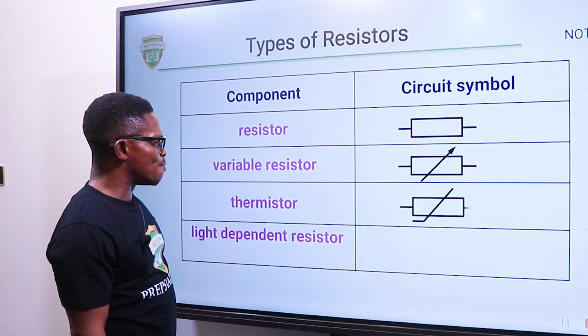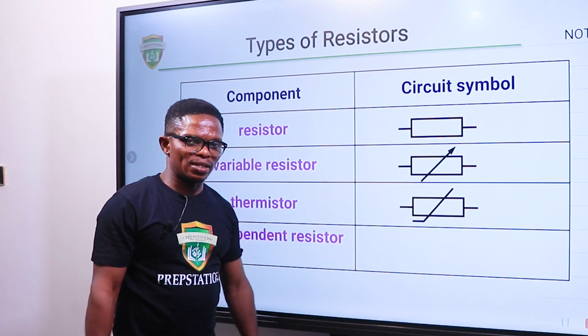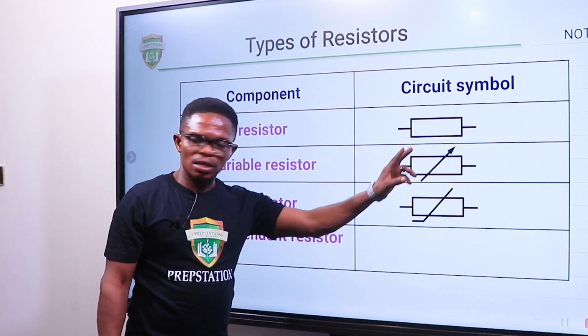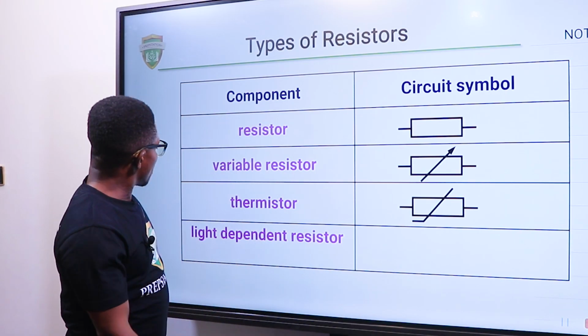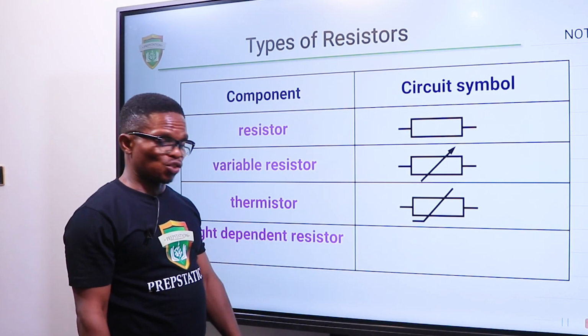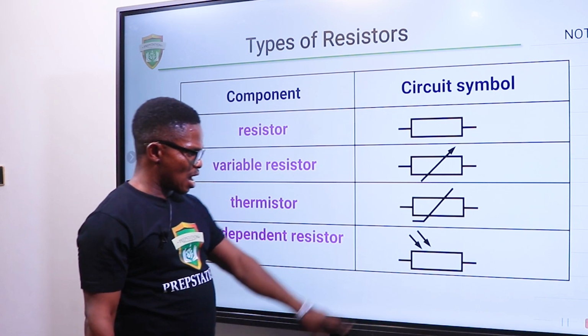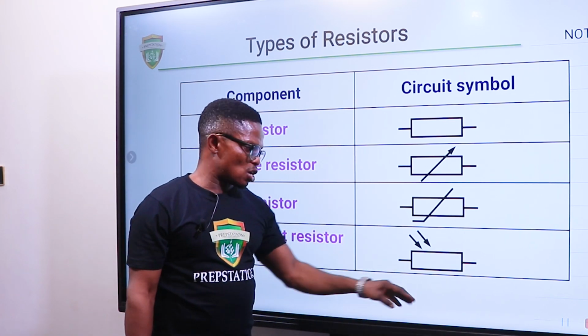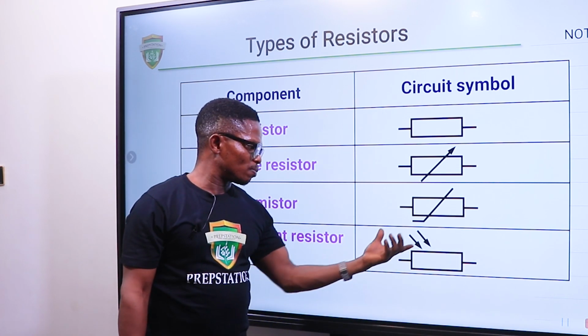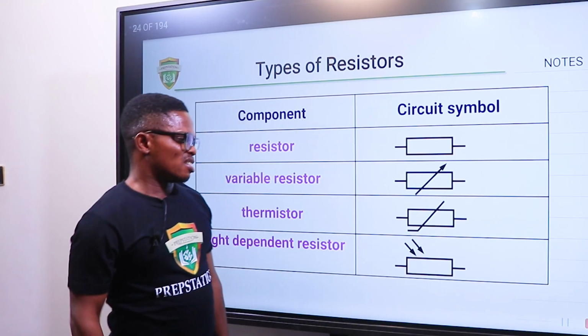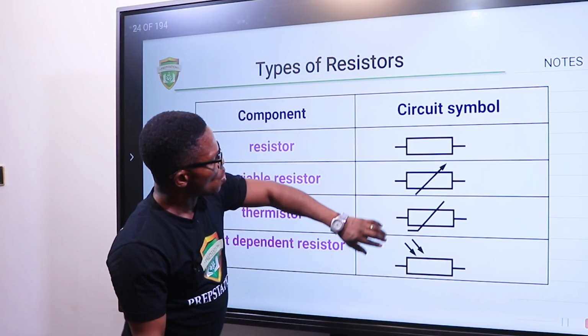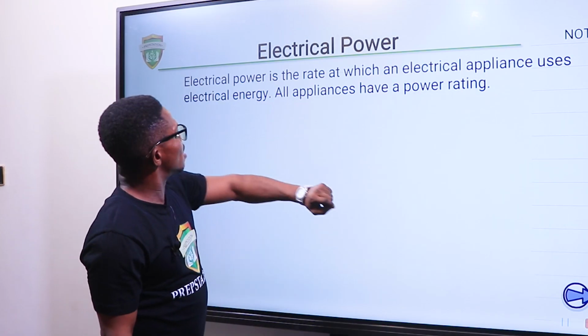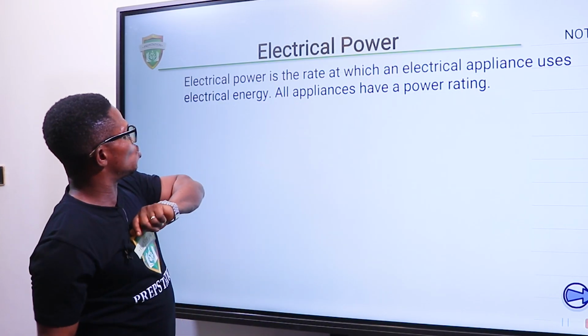Then we have the thermistor, the heat-dependent resistor. This is the symbol. And then we have the light-dependent resistor, which is called the LDR. The arrow signifies light. So whenever you see this in a circuit, it means this resistor depends on light. Okay, let's move forward because we have a lot of things to do today.